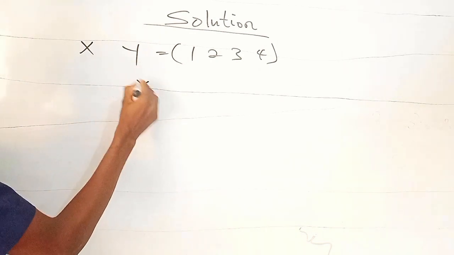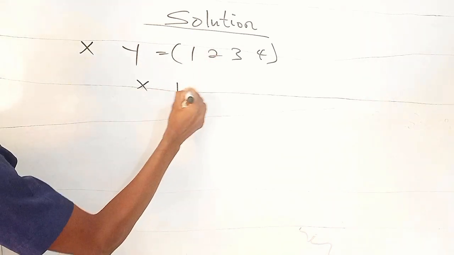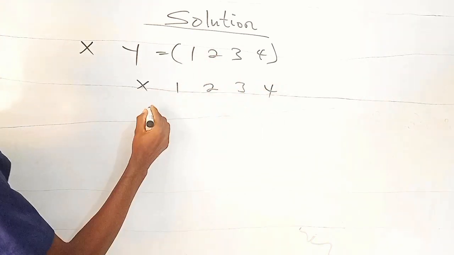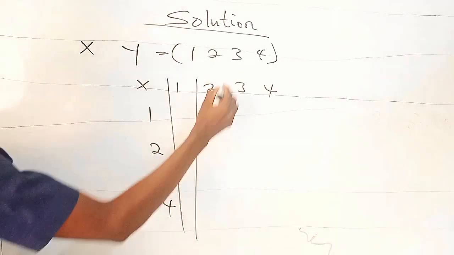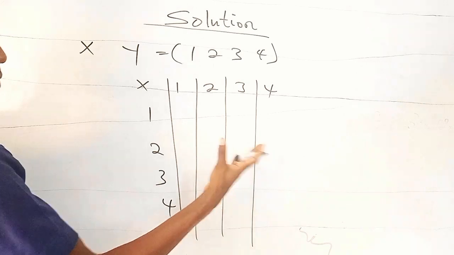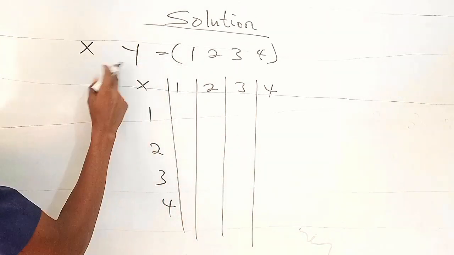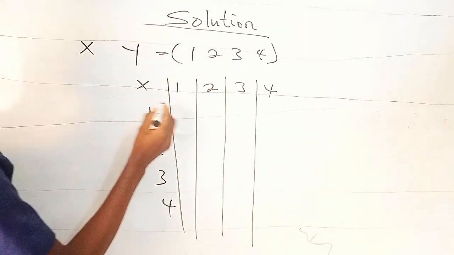You can do this by having it in this way: 1, 2, 3, 4 and 1, 2, 3, 4. You can have a simple table like this. So we are doing this to figure out the total possible outcomes of x times y. So how do we go about this?